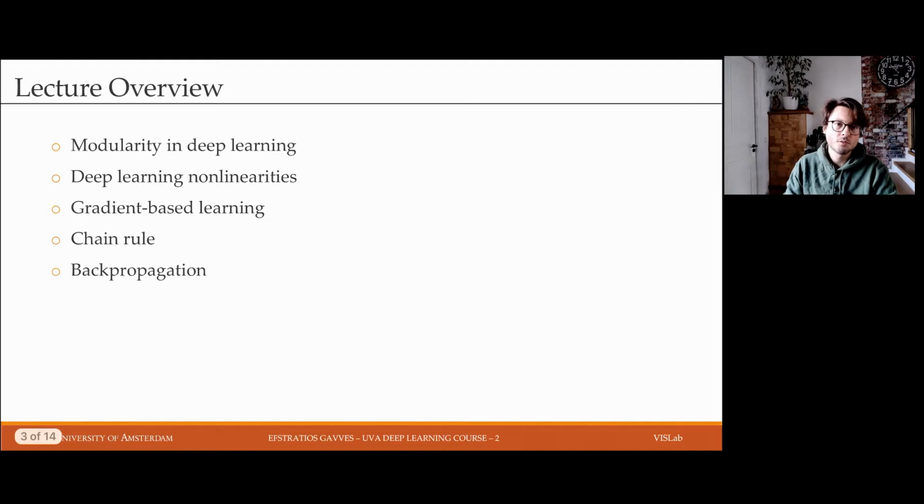More specifically, we're going to study what modularity in deep learning is and why it is so important. We're going to study the most important deep learning nonlinearities. We're going to study what gradient-based learning is and how we can use our gradients to optimize our neural networks. We're going to revisit the chain rule and some calculus so that we know how to compute gradients in complex functions like neural networks. And then we're going to finish with backpropagation, which is basically the algorithmic implementation of the chain rule.